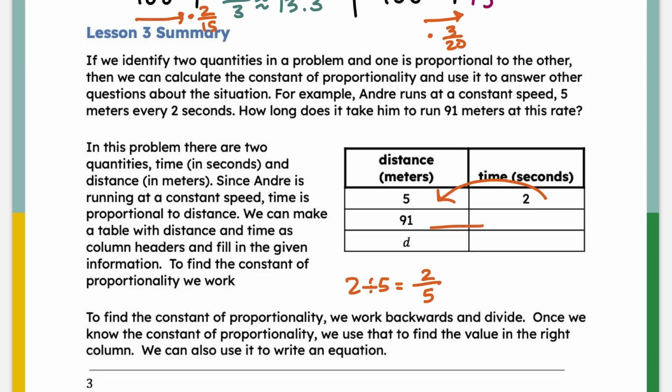So now I know how I can go forwards. So going forwards, I would just take that 91 and multiply it by 2/5, and I get 36.4.